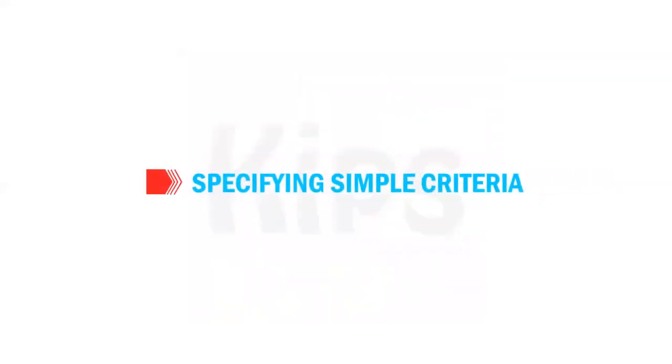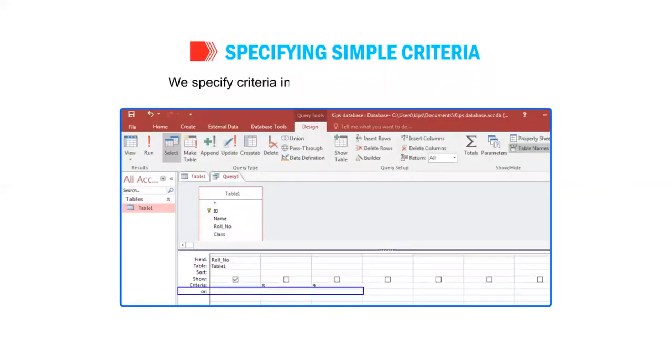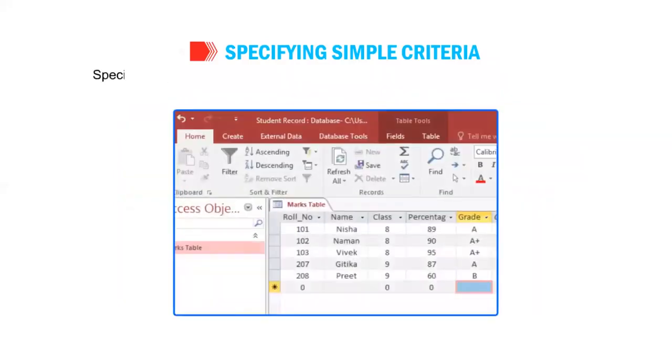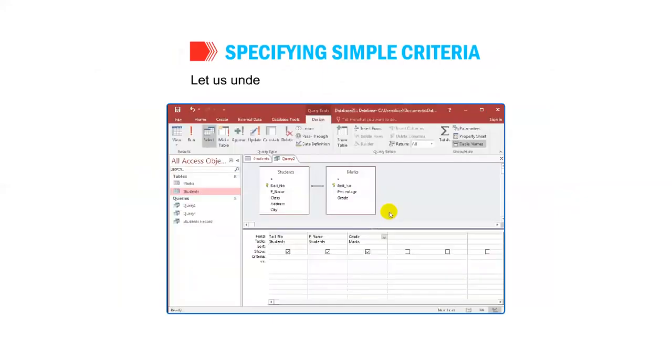Okay, students, let us find out how to specify simple criteria. We specify criteria in the criteria row of the design grid. Specify the criteria value in the criteria row and the data will be filtered accordingly in the query output. Let us understand it with the help of an example.